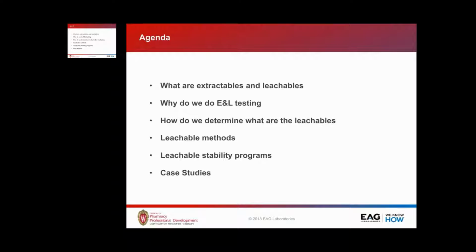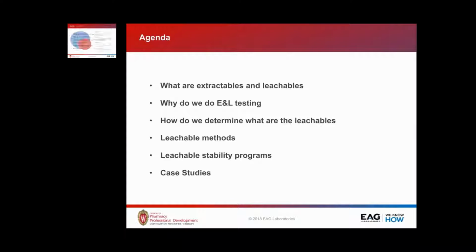How do we determine what the leachables are, which can be tricky depending upon your specific drug product? How do we know that a peak in the end product is a leachable? Is it an impurity? Is it a degradant? What's required for leachable methods, and how does that tie into the overall leachable stability program design? And then a couple of case studies to wind down the discussion, some examples that we've run across over the years.